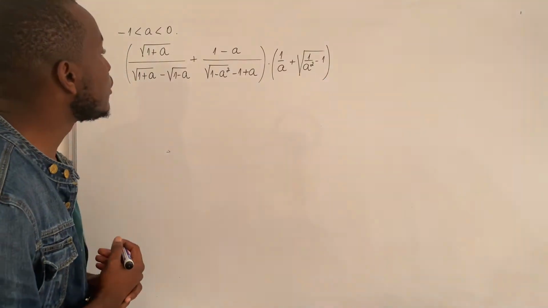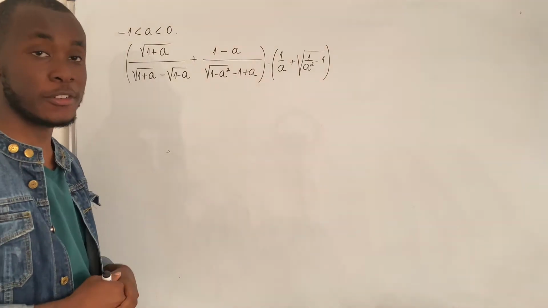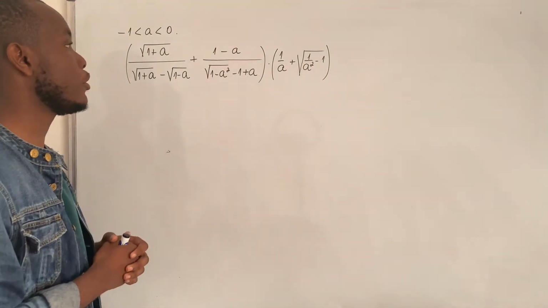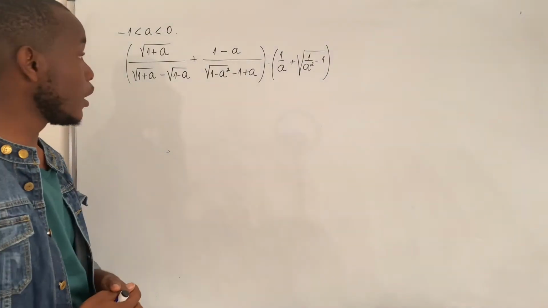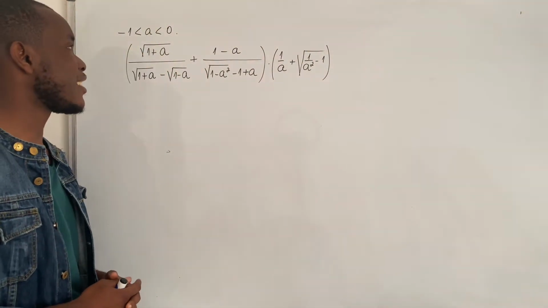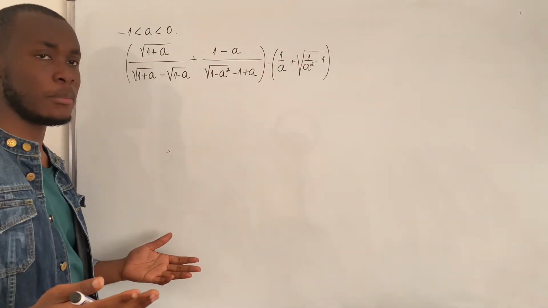So today we have this problem. We are required to simplify this algebraic expression. Okay, perfect. But given the condition that -1 is less than a and a is less than 0. In other words, a is a negative number because any number less than 0 is a negative number.